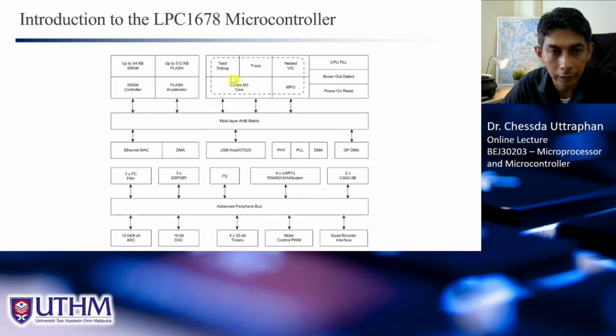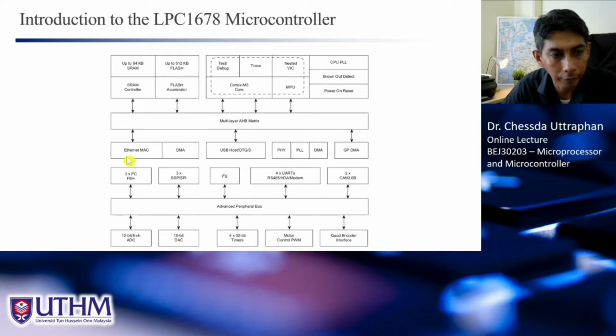Here is the core, the microprocessor core, which is the Cortex-M3 core, based on the ARM architecture. This is the core, and this is the bus. AHB is a high performance bus, and this is also a peripheral bus, connected to many things. You can see it is connected to the SRAM, and to the flash memory where we can store the application program.